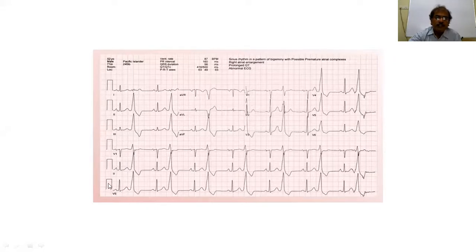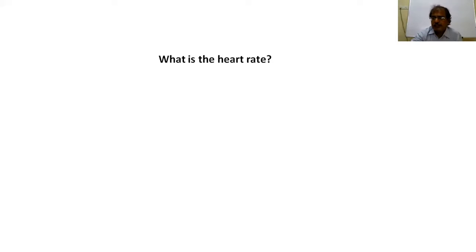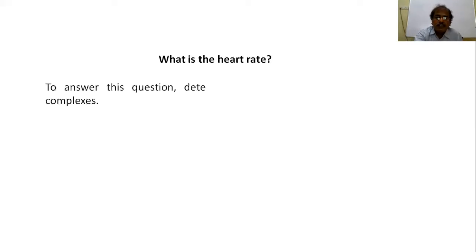Most of the time, these settings can be changed in the ECG machine itself. Sometimes we can make all 6 leads a rhythm strip also. So these are digital ECG machines. Before the digital ECG machines, there were manual ECG machines. Now the first question when we see this ECG is, what is the heart rate? Now what is the heart rate?